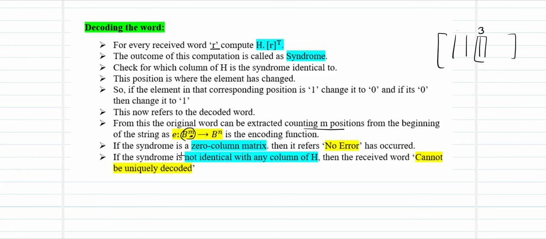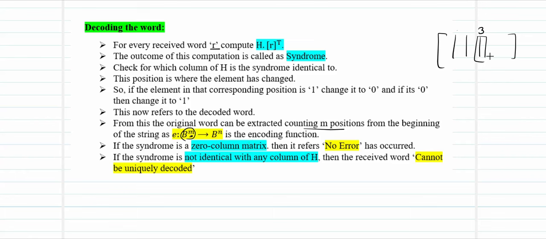Now what happens if the syndrome which we get is all zeros? In which case we use the two properties of H that we know. What are the properties? H does not contain a column of only zeros.